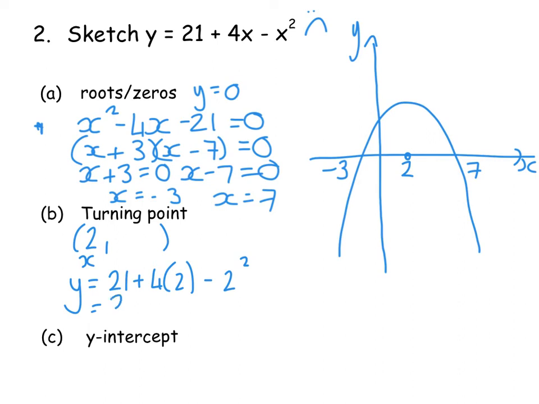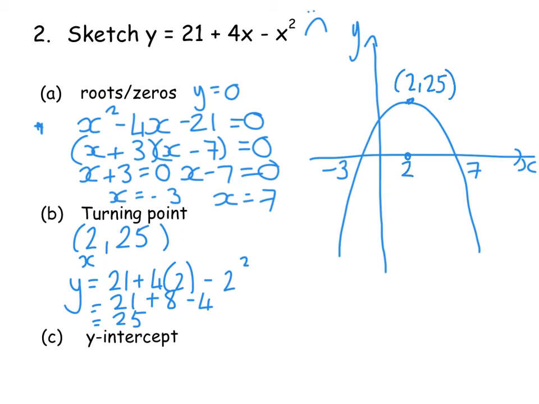So that gives me 21 plus 8 take away 4. So that's 29 take away 4, which is 25. So my turning point is at (2, 25). So up here, I'm just going to label that as 25. And it matches my picture, okay?